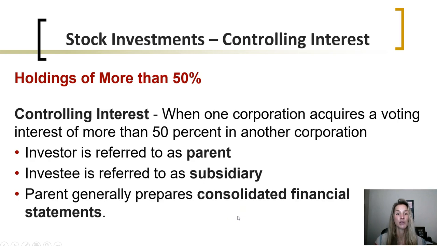If we were to purchase more than 50% of another company's stock, we would be considered to have a controlling interest. We would be referred to as the parent. The investee would be referred to as the subsidiary. The parent would prepare consolidated financial statements, which takes the financial statements of the subsidiary and consolidates them and reports them along with or in our financial statements.